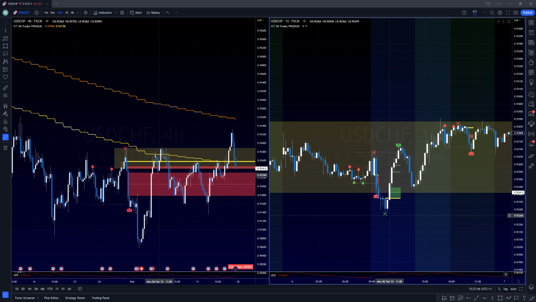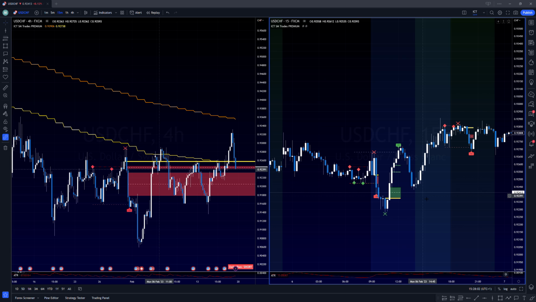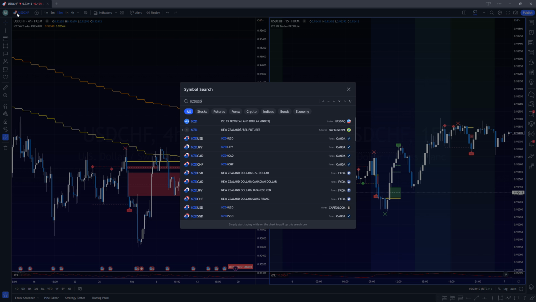Okay, guys. So we would not enter, and here we can see we have a bounce from this area, and we have a closed candle below this fair value gap, so this whole trade is invalidated. So for USD CHF, there is no trade in the last 3 trades, so let's move on to NZD USD.